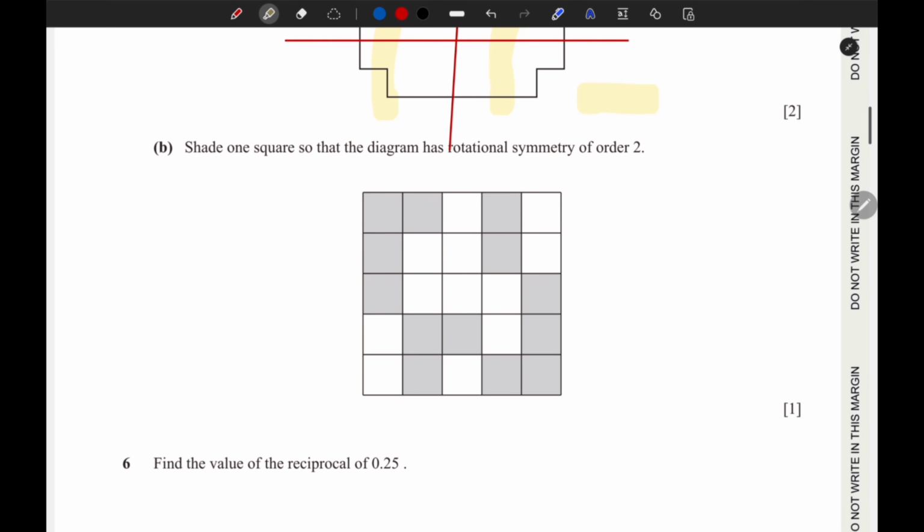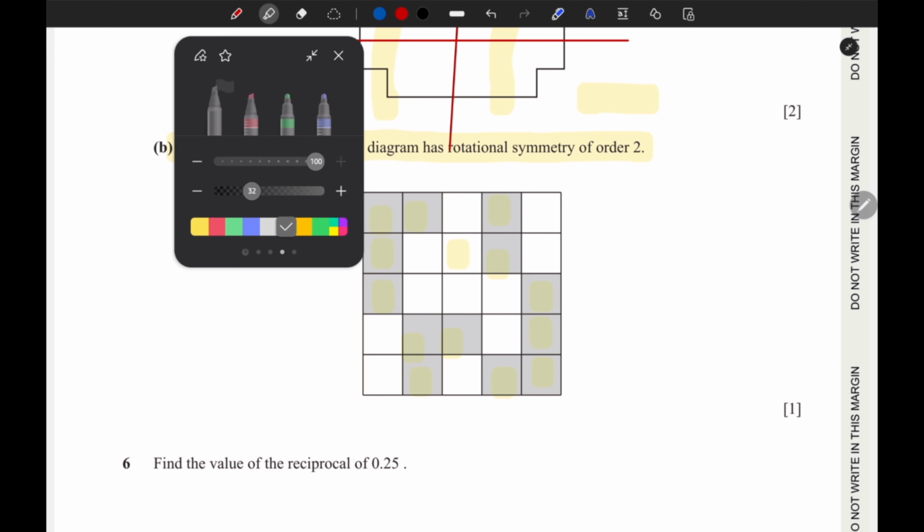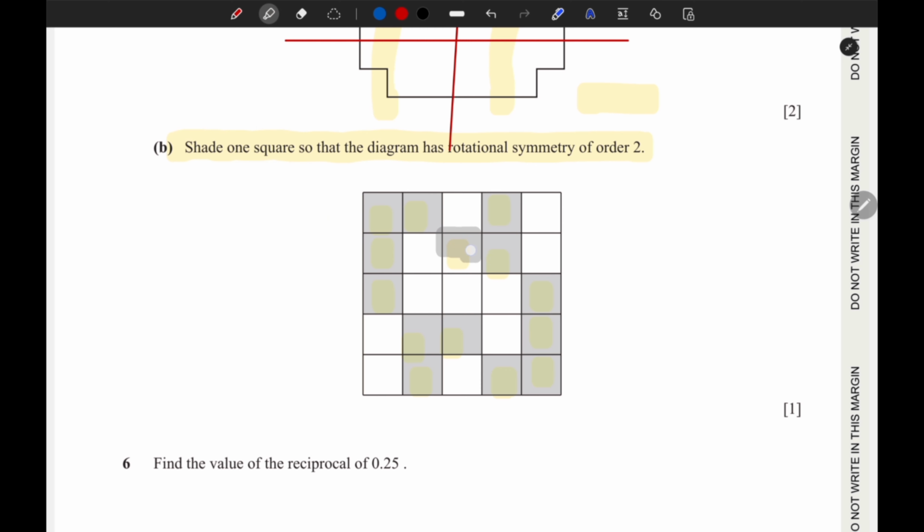Okay, the B part. Shade one square so that the diagram has rotational symmetry of order 2. See, first of all, talking about the rotational symmetry, we can see that this has 1, 2, 3, 4. So 1, 2, 3, 4. Now this has 1, 2, 3, but this has 1, 2. So this is left. So what we are going to do, we are going to shade this part. Only this part is going to be shaded. So that's our answer.